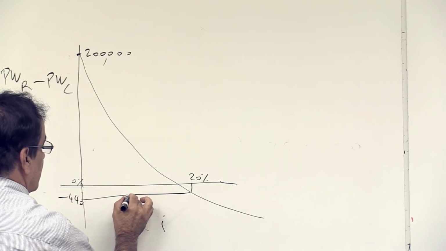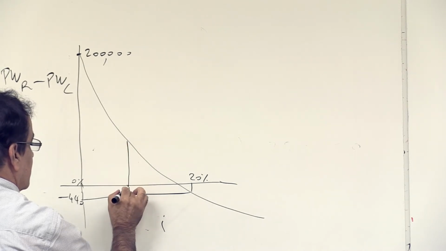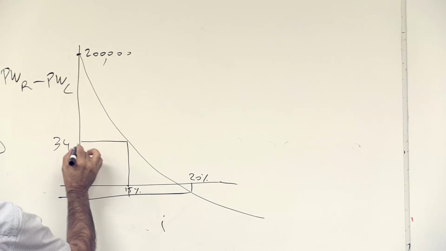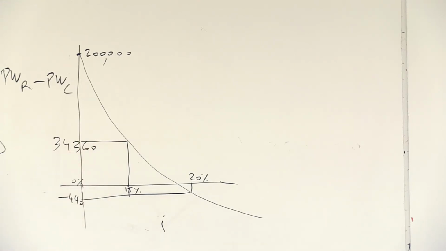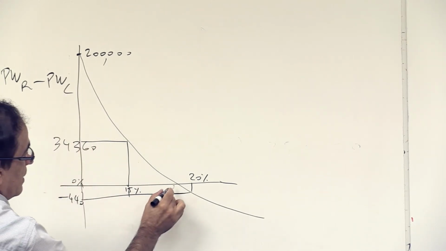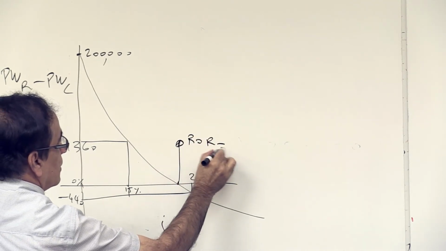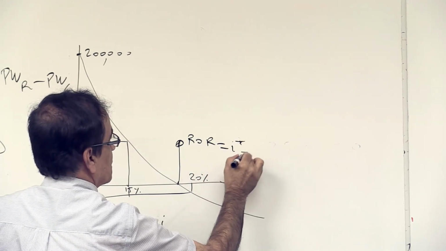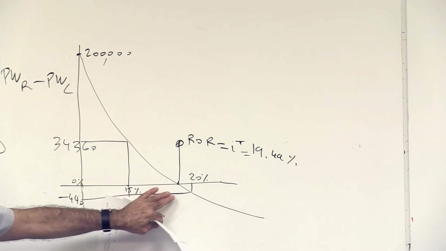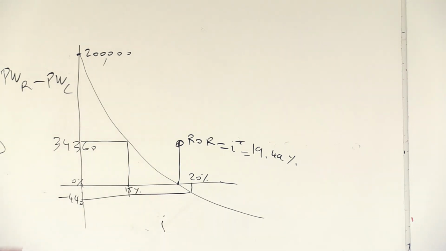At I equals 15%, we got the number 34,360. So one value gives me a negative difference, the other one positive. This intersection is nothing more than your rate of return, which is I star, which is 19.9%. So basically, at this point, the difference between the present worth of revenue and cost is going to be 0. So that's why this is my rate of return here.